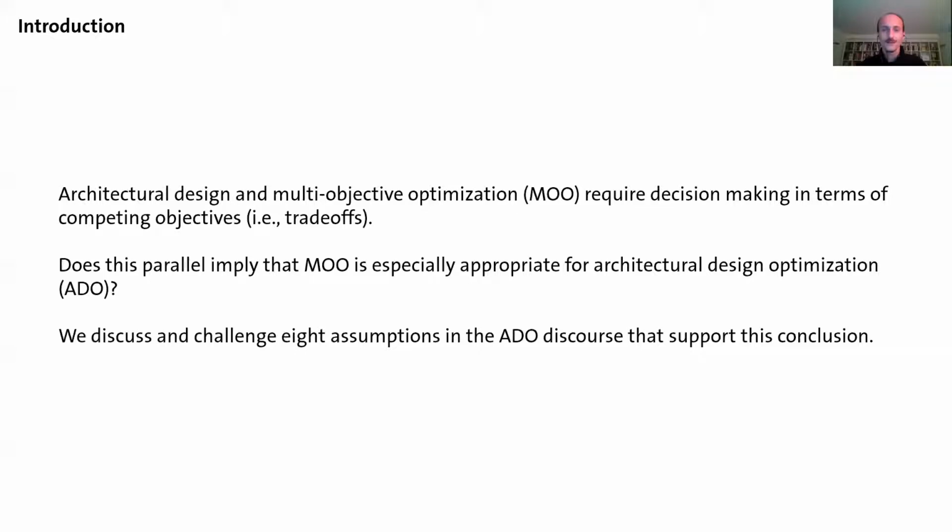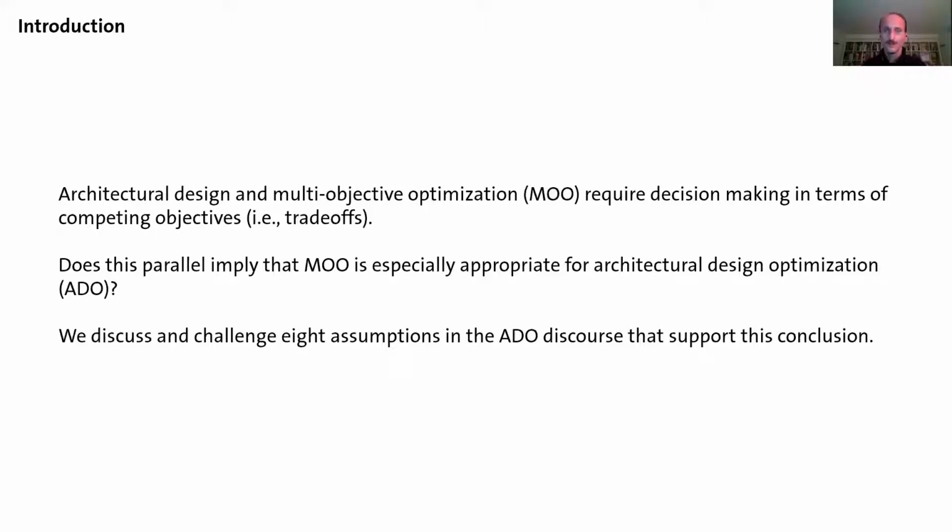And we ask this question because something one can read quite often in the literature around optimization in architecture is the idea that architecture design is about completing trade-offs and requires decision-making. And multi-objective optimization is also about trade-offs. It also requires decision-making. And so one can then ask the question whether this means that multi-objective optimization is especially appropriate for architectural design optimization. And this is an idea that is implied or sometimes also explicit in the literature.